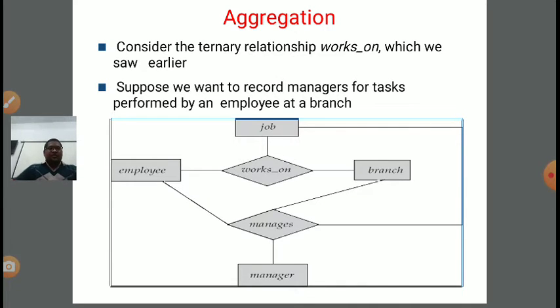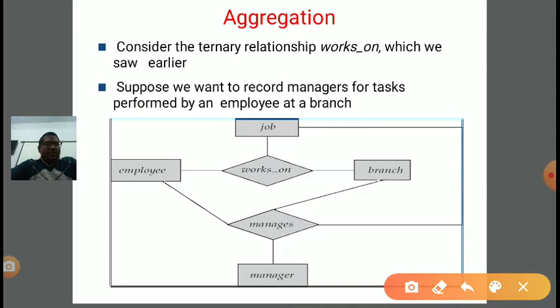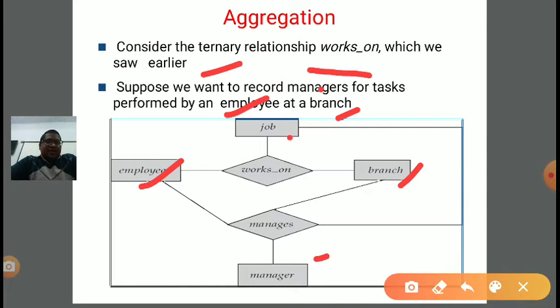Now, we have already discussed the ternary relationship works on, which we already saw. Suppose we want to record managers for a task performed by an employee at a branch. So the entities required are employee, manager, branch and job.